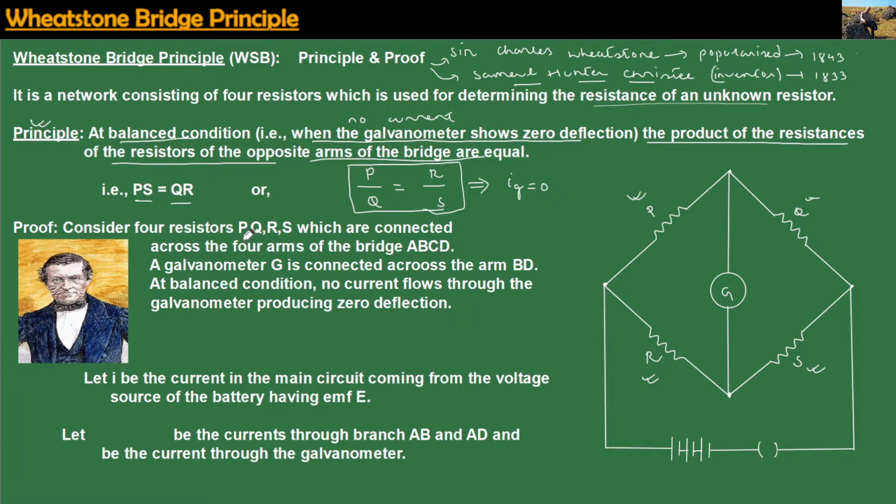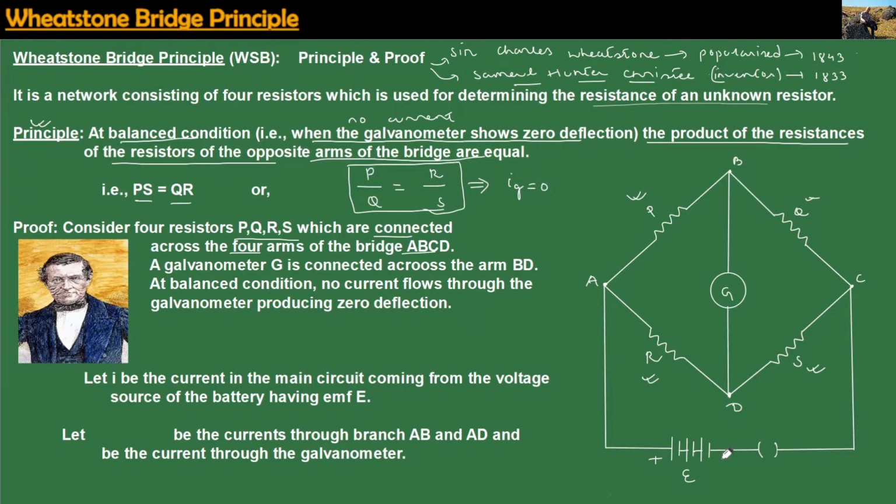Here we have these resistors P, Q, R and S, which are connected across the 4 arms of the bridge ABCD. I will name these points A, B, C and D. These points are junction points where we connect all 4 resistors P, Q, R and S. Since we have this battery, let the battery have an EMF E.